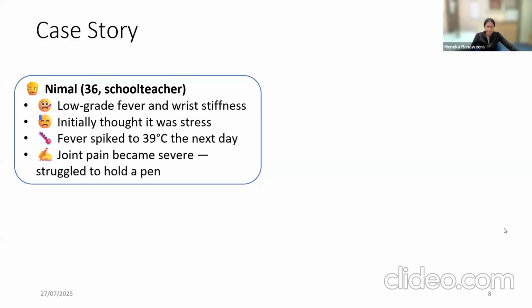Okay, so let's look at some of the possible routes of transmission. Let's consider this family and see if this is chikungunya in terms of how it's spreading. First, we've got a 36-year-old male who has developed low-grade fever with wrist stiffness. Initially thought it was stress, however, there was a fever spike the next day, and the joint pain became severe. In fact, he was struggling to even hold a pen.